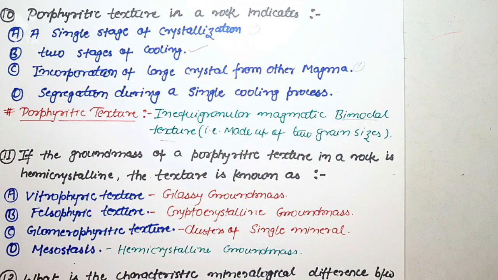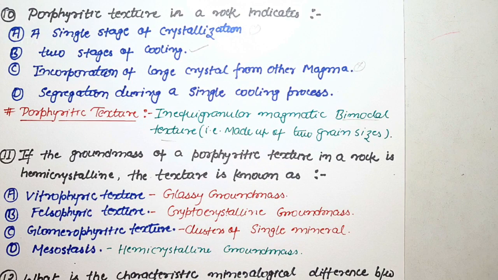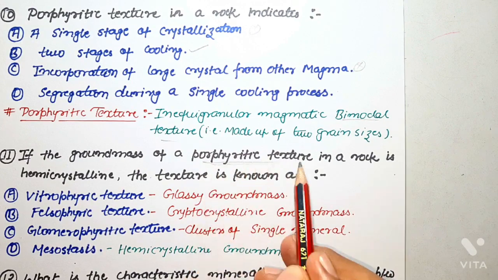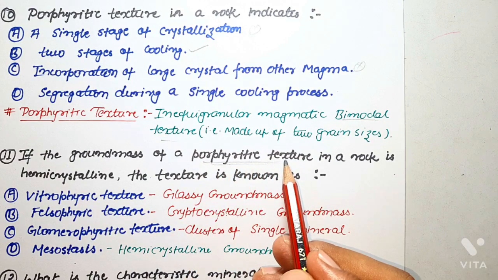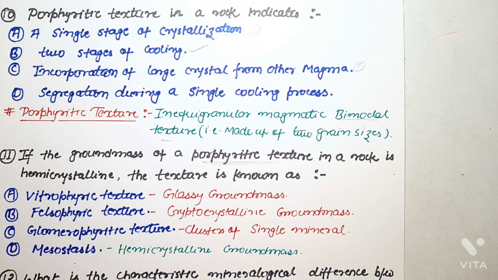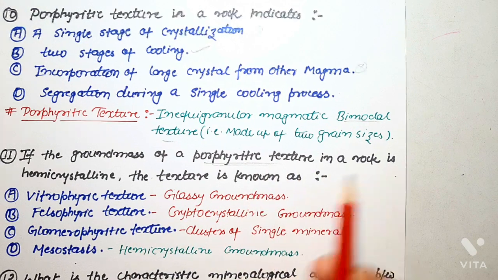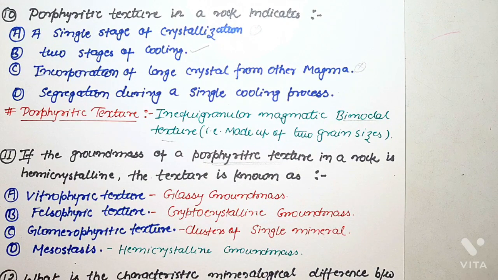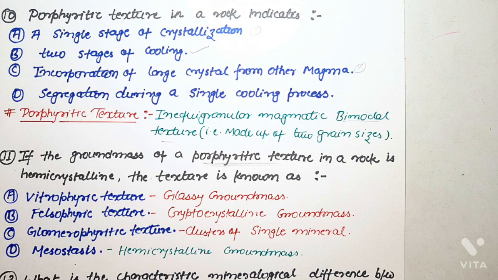Now, next question is, if the groundmass of a porphyritic texture. Now, in the previous question, we have learned that this is an inequigranular texture made up of two grain sizes. The first one is phenocrysts, those are larger crystals, and the second one is fine grained or glassy groundmass matrix. Now, if the groundmass of porphyritic texture in a rock is hemicrystalline, the texture is known as. Now, porphyritic texture is divided on the basis of groundmass present in it. Okay.